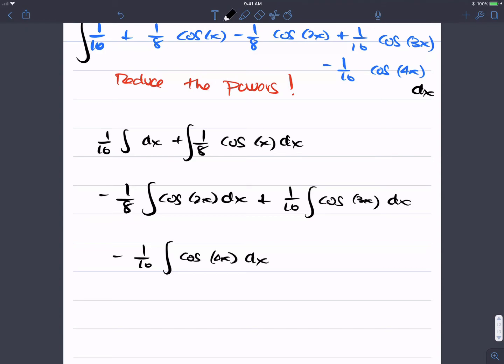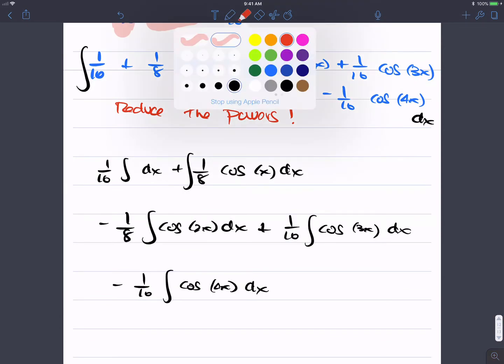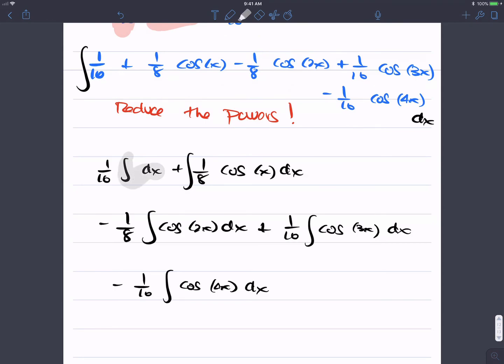So it looks like we're going to have 1, 2, 3, 4, 5 integral problems to do here. Here's one. Didn't pull out the 1/8. Let's pull out the 1/8. Here's the second integral. My third, my fourth, and my fifth.